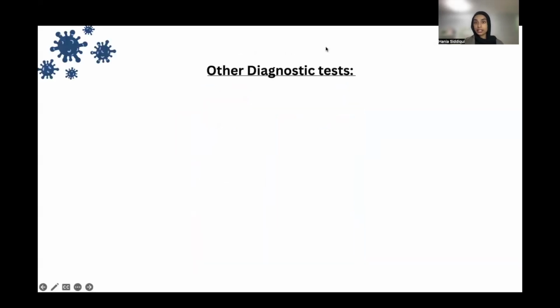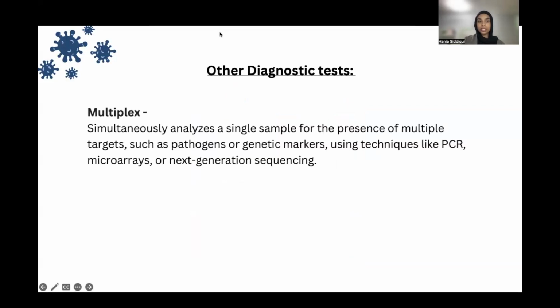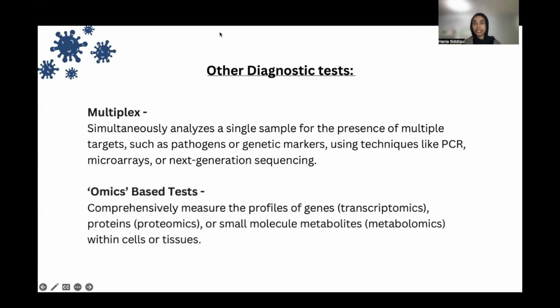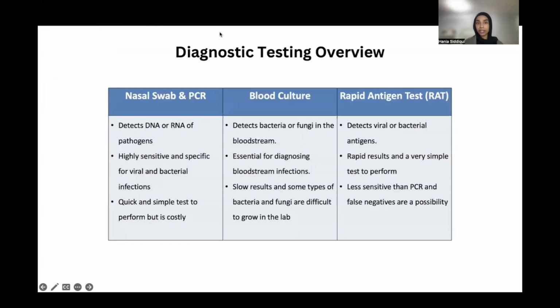Other diagnostic tests. Multiplex tests simultaneously analyze a single sample for the presence of multiple targets, such as pathogens or genetic markers, using techniques like PCR, microarrays, or next-generation sequencing. One of the most common multiplex tests used in medicine is for RSV, SARS-CoV-2, and flu. The second test is omics-based tests, which comprehensively measure the profiles of genes, proteins, or small molecule metabolites within cells or tissues. Here is an overview of the tests that we've gone over.